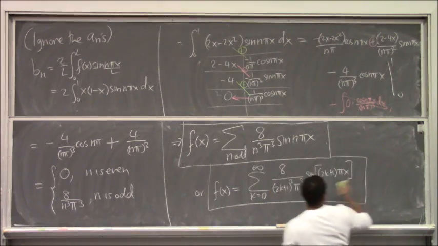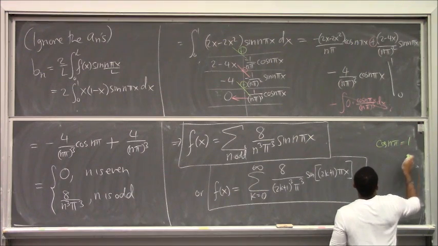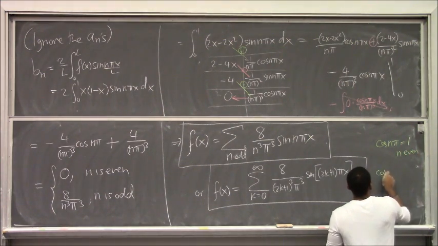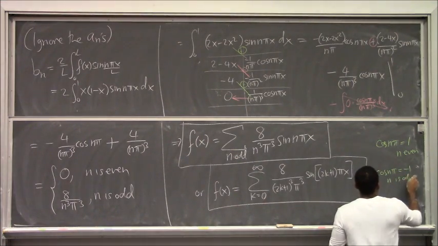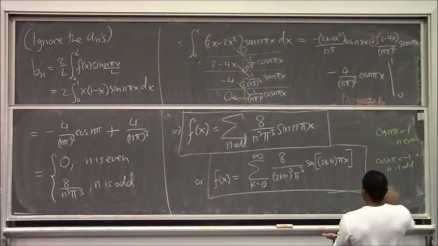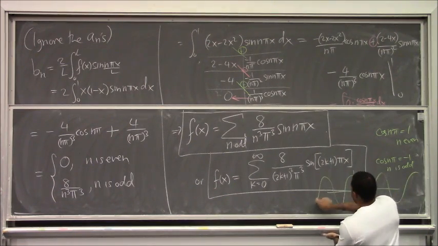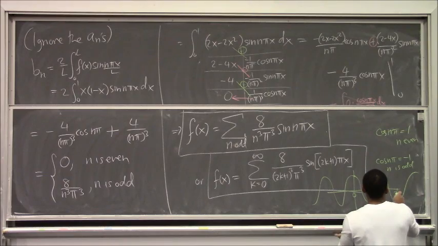Because it is a known fact that cosine of n pi is 1 when n is even, and cosine of n pi is negative 1 if n is odd. We know that from the cosine graph. At 0, it hits 1. At pi, it hits negative 1. At 2 pi, it hits 1. At 3 pi, it hits negative 1.